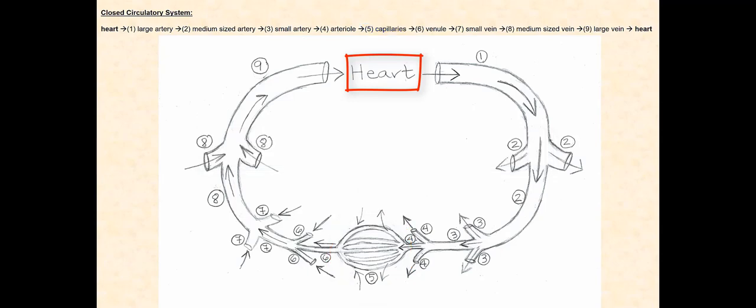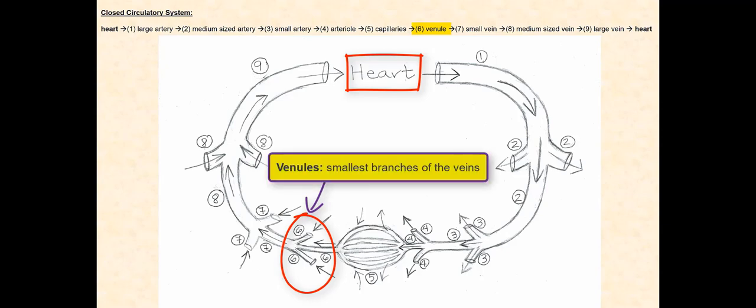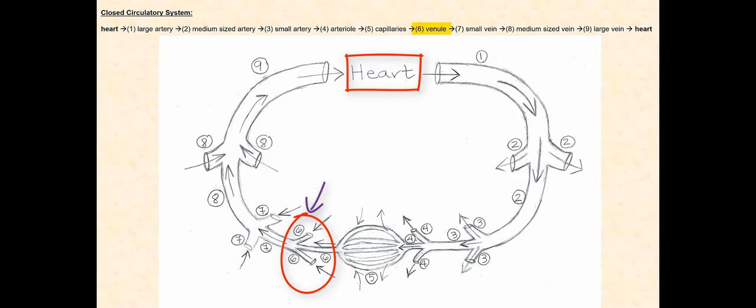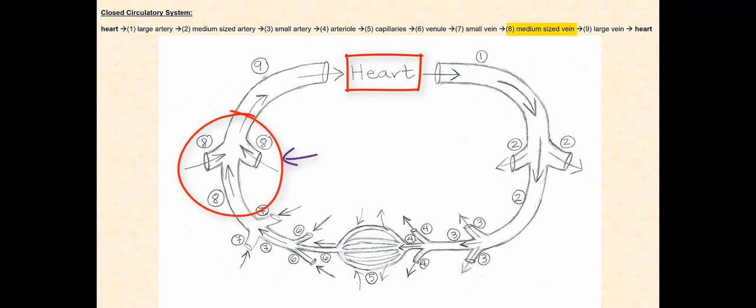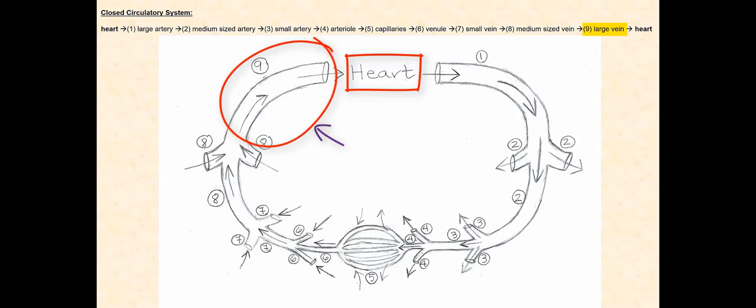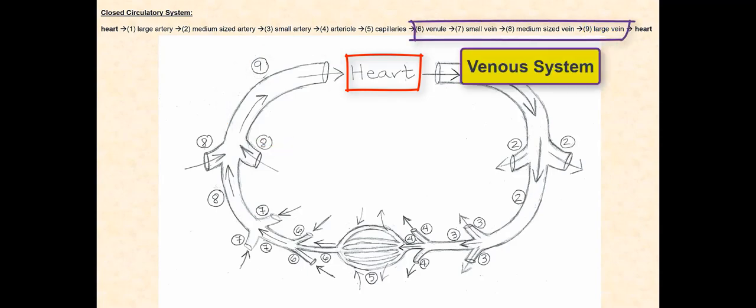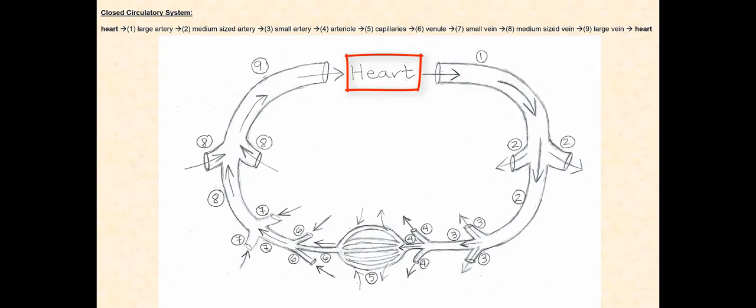Blood then flows out of the capillaries into the venules. Venules are considered the smallest branches of the veins. Just like the arterioles and capillaries, these venules are also microscopic. Unlike the arteries that branch into smaller and smaller arteries, veins come together or converge into larger and larger veins. So, venules converge into a small vein, small veins converge into a medium-sized vein, medium-sized veins converge into a large vein. Taken all together, we call this the venous system. From the large vein, blood drains back into the heart.